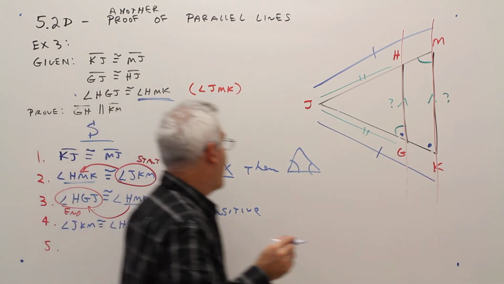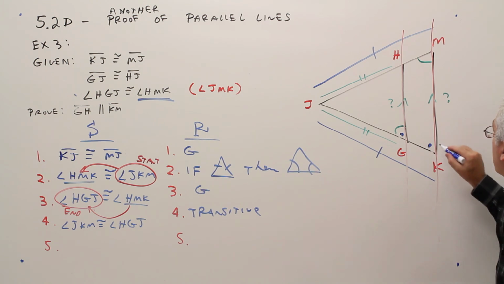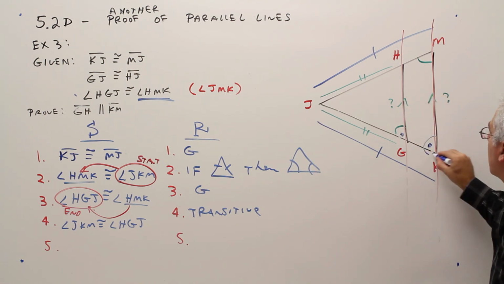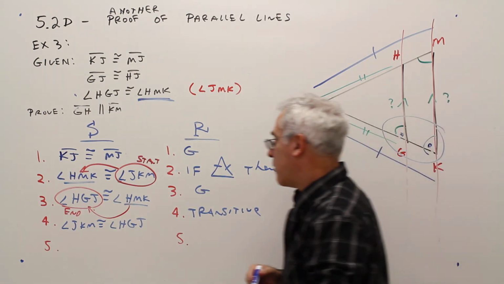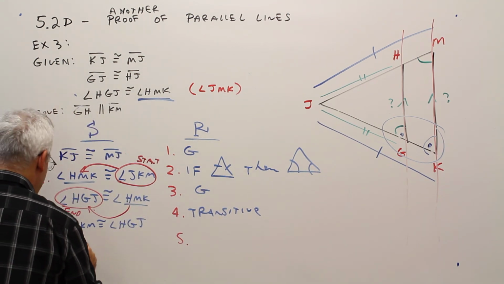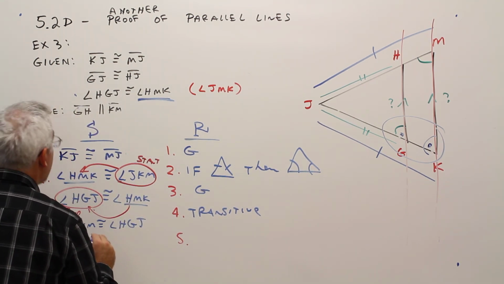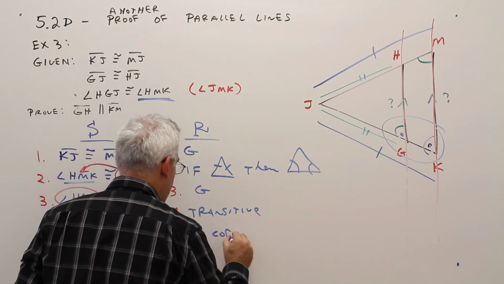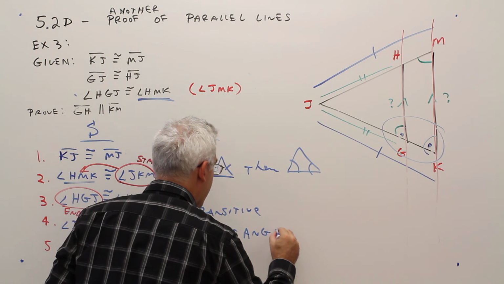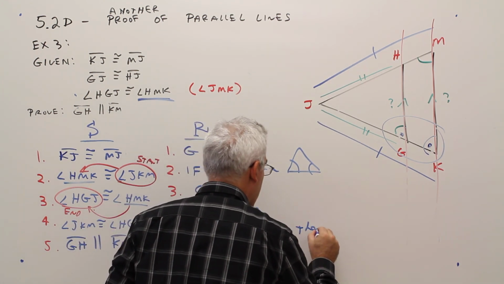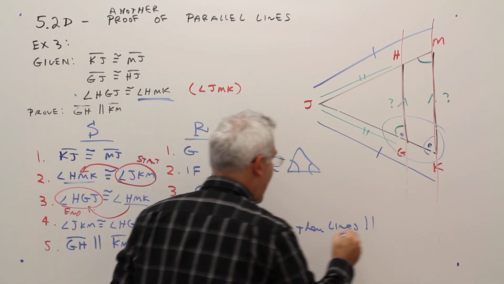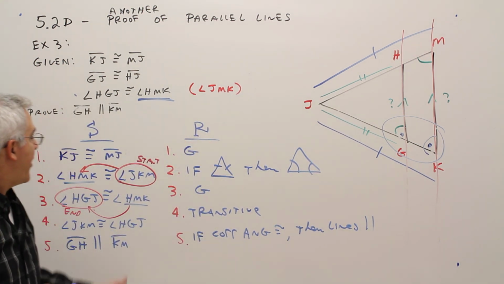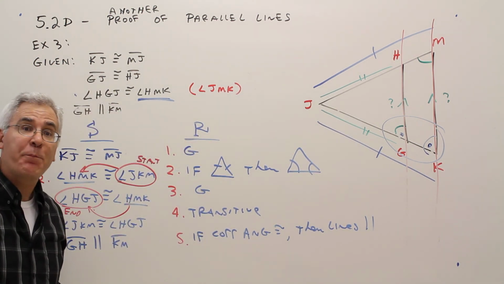Let's see what I've got on my drawing here. JKM is this angle here. HGJ is this angle here. So now I do have my corresponding angles congruent. So I'm going to say GH is parallel to KM if corresponding angles congruent, then lines are parallel. So there you have it, another proof of parallel lines.